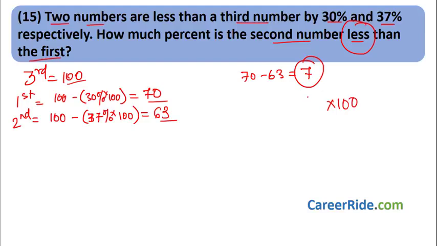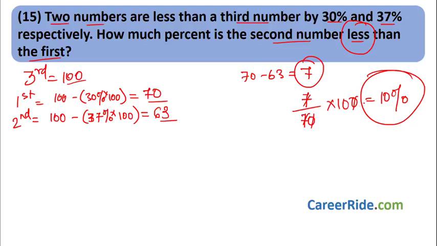Multiply by 100. How much less is it? 7 as compared to what? The first number. So what is the first number? 70. What do we get? This gets cancelled, this gets cancelled, we get 10%. So the second number is 10% less than the first number.